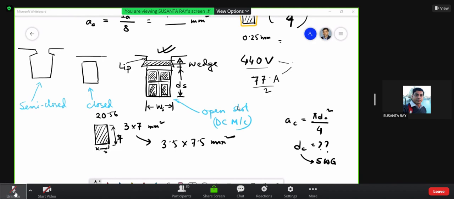There is no problem, but for higher rating machines, if we use rectangular bar, then some advantage you will get, some economic advantage you will get. That's all.